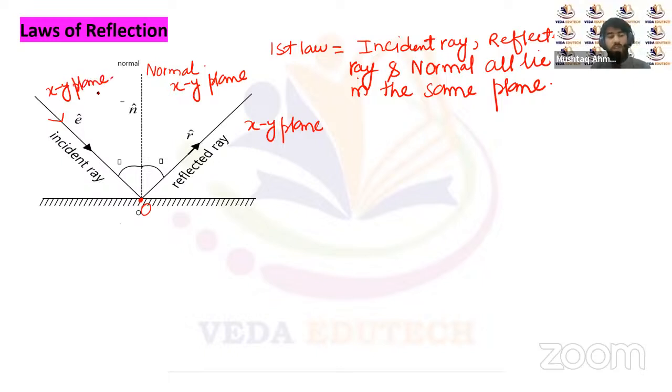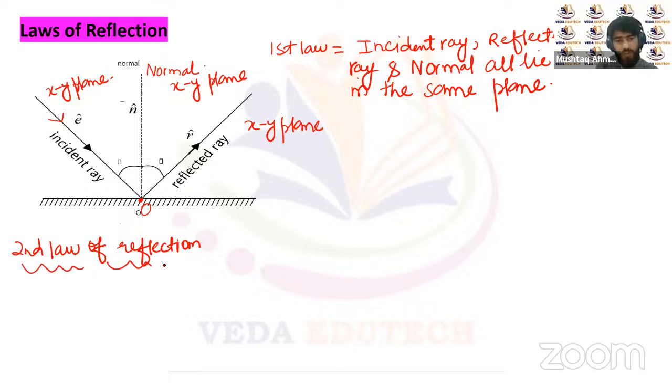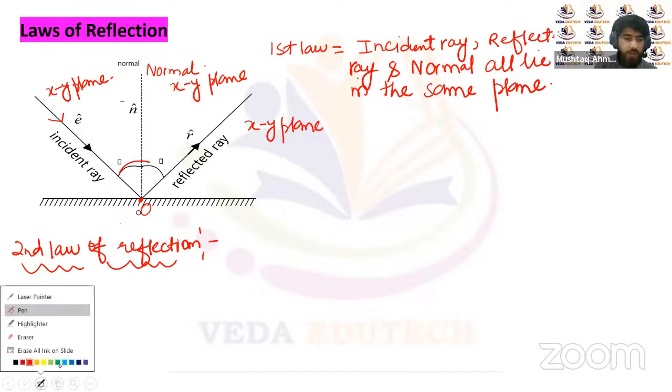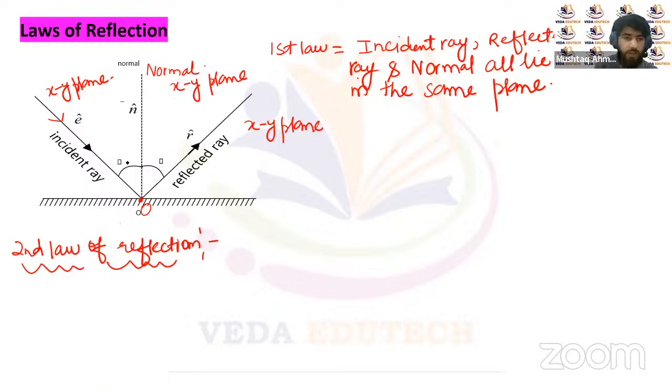Now, the second law of reflection says that, you can see here, this is the angle made by the incident ray with the normal, right? And this is the angle made by the reflected ray with the normal, right?